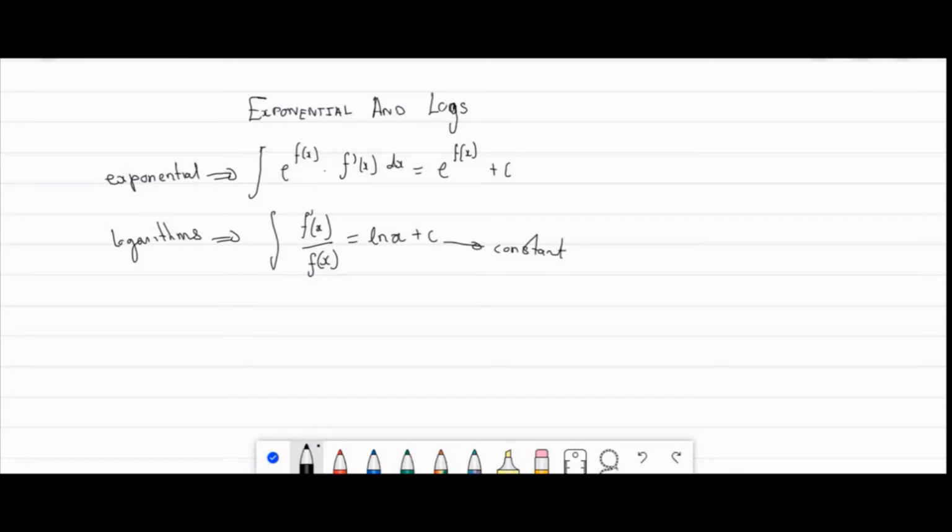So today we'll be looking at these two rules. This one of logarithms, we discussed it in my previous video. You can go check it. I'll leave the link on top. So now let's look at the examples.